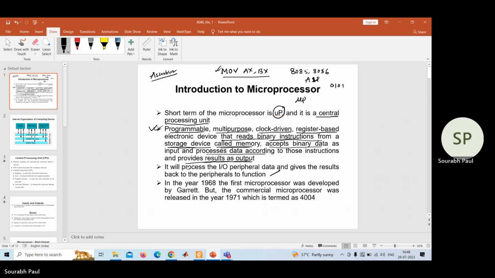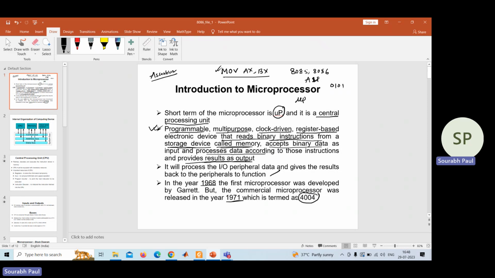Okay. The first microprocessor was developed in 1968, but the commercial microprocessor came in the year 1971. And the number of the processor was 4004. So this is the basic definition of a microprocessor and its related information.